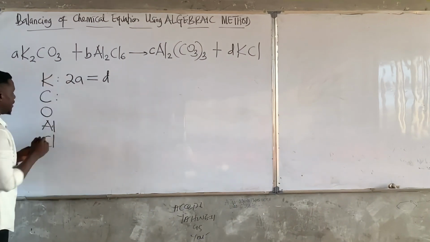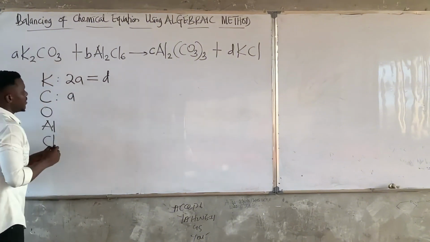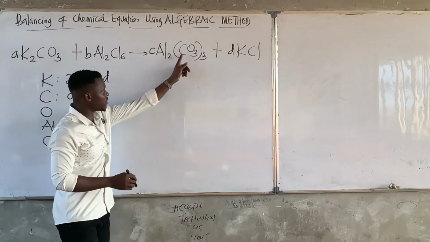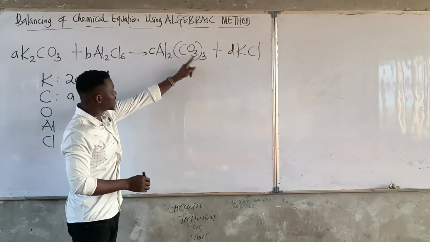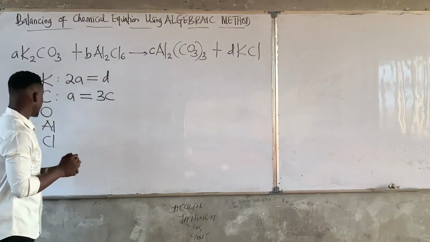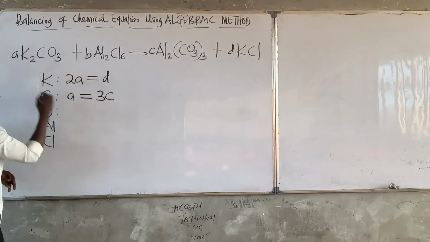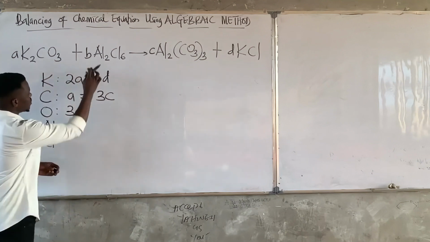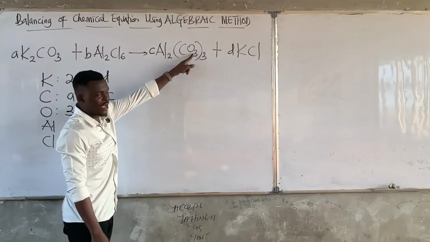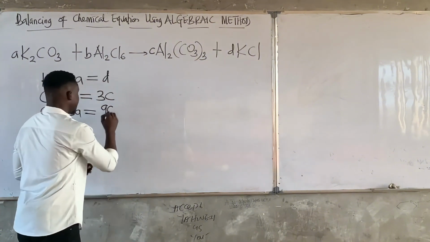So let's look at carbon. Carbon is 1 here, 1 times A is A. There is no carbon here, so I move down to the equals side. There is carbon inside the bracket, 1 times 3 is 3, and 3 times C is 3C. Now move down to oxygen. We have oxygen as 3 here, 3 times A is 3A. There is no oxygen here, so move down to the product. You can see there are 3 oxygen inside the bracket, 3 times the 3 outside, that's 9. 9 times C is 9C.